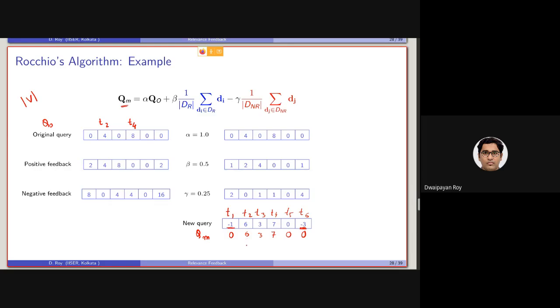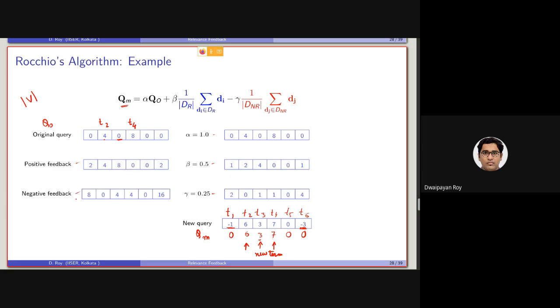Here, together with T2 and T4, we are adding a new term to the query, which is T3. This is a new term. Earlier, the weight of that term in the original query was 0. Here, the weight has been increased to 3. In the original query, the weights for T2 and T4 were 4 and 8. In the modified query, they are 6 and 7. How they actually get these weights is based on these two vectors and these 3 weights.